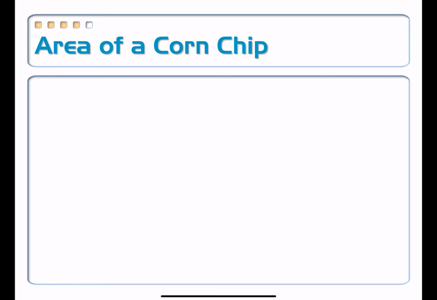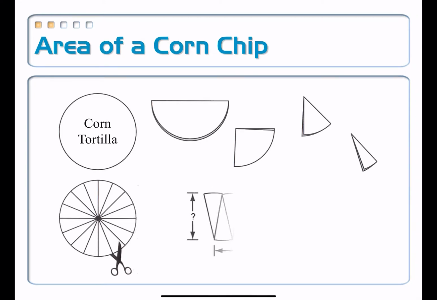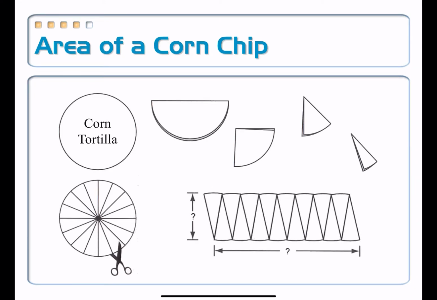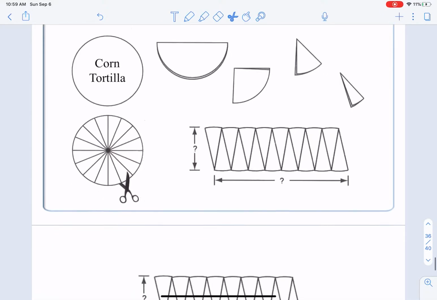Common pair of kitchen scissors and a flour tortilla, cutting the pieces into some corn chips and rearranging those things, we were able to show that the area formula for a circle was based off of a parallelogram, a rather bumpy parallelogram. Let's look at the math, the algebra involved in actually coming up with a formula that area is equal to pi r squared.